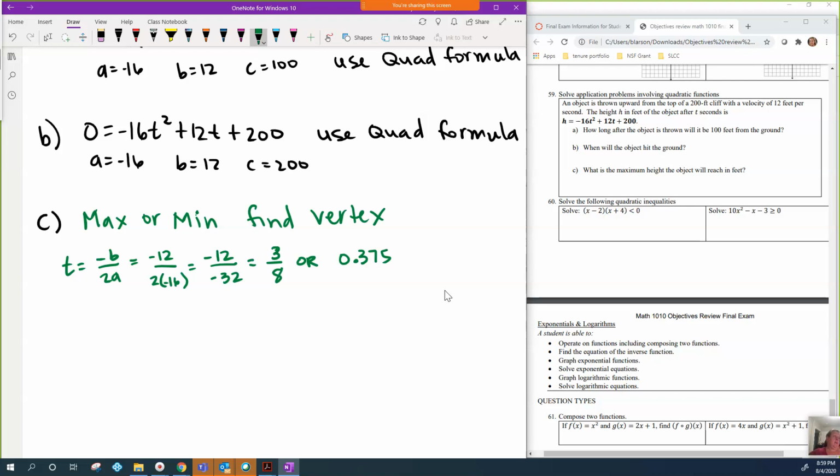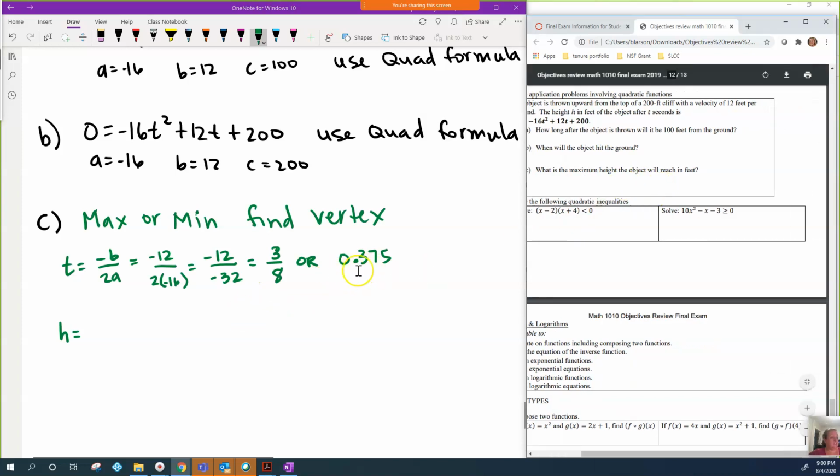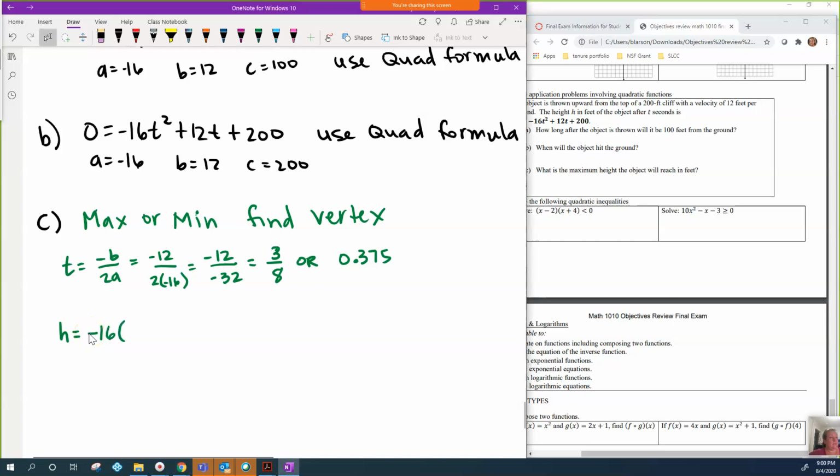Okay? And then you're going to use that answer to figure out what the height is by putting that back in. Because that's what we're trying to find, what is the maximum height? So this isn't our answer, we've got to plug that back in. So we'd have negative 16 times 0.375 squared plus 12 times 0.375 plus 200, right? And then simplify that all up to figure out what the height of that is going to be.